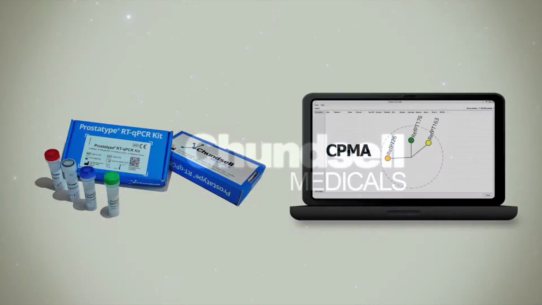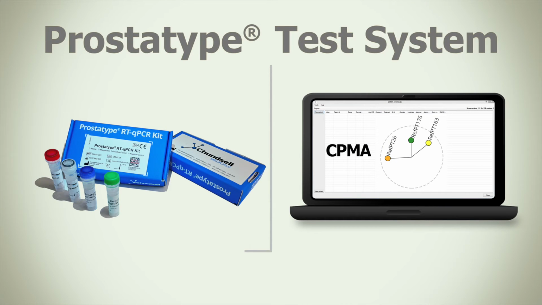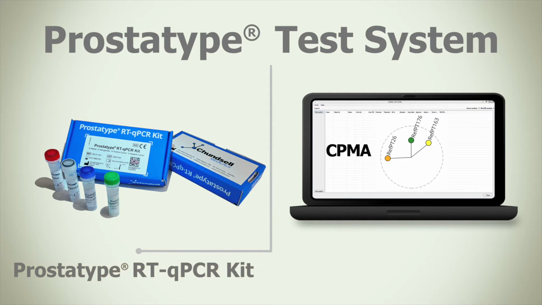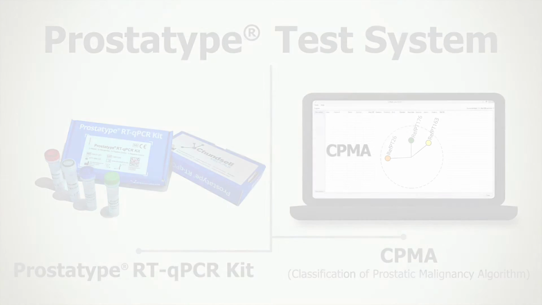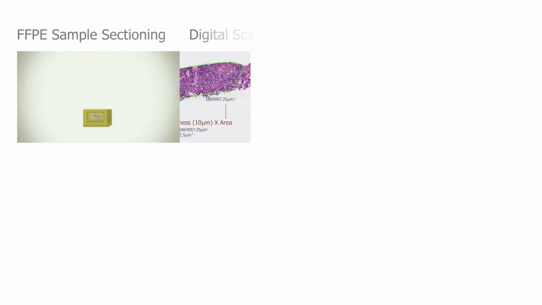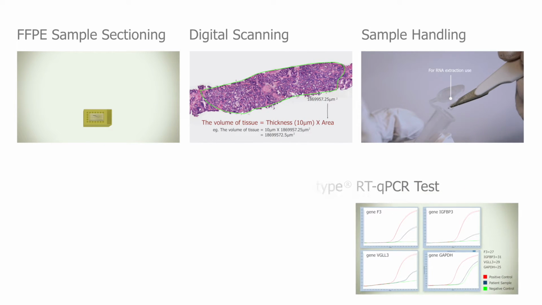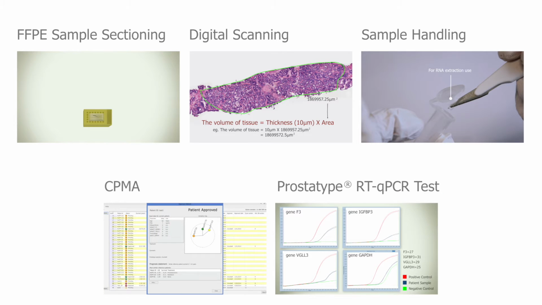Shuncell Medicals developed Prostatype test system, which contains a Prostatype RT-qPCR kit and a classification of prostatic malignancy algorithm. It can provide prostate cancer prognostic guidance for professional healthcares. The system shall work according to a 5-step workflow. The turnaround time is approximately 8 hours.